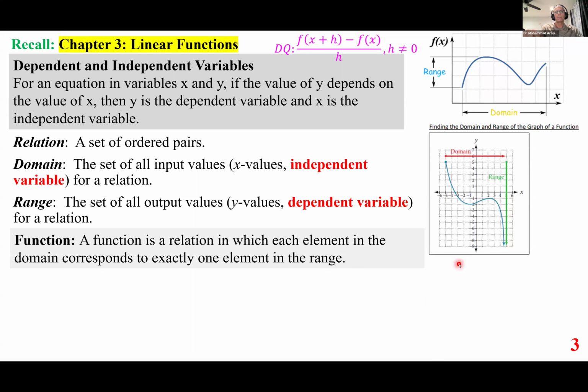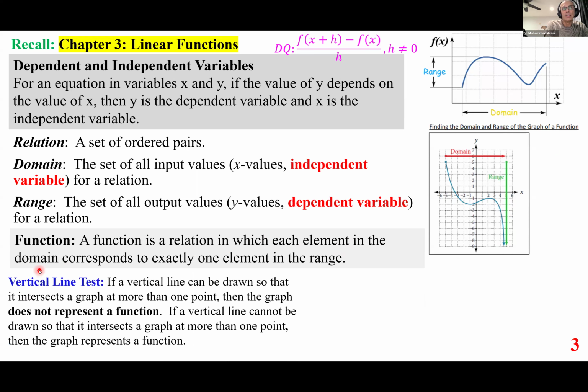Function. A function is a relation in which each element in the domain corresponds to exactly one element in range. In other words, the x can't repeat.